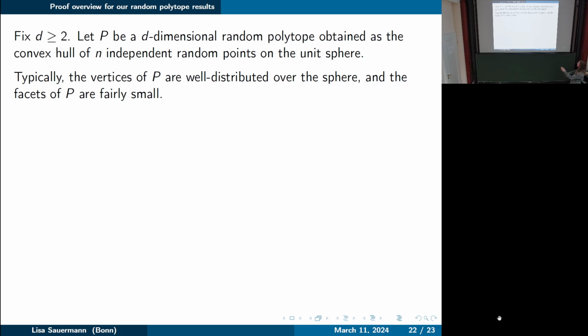So d is fixed, n is very large. You take n uniformly random points on the unit sphere in R^d and take the convex hull, that's your random polytope. And now, typically the vertices of P are well distributed over the sphere, and the facets of P are fairly small. Obviously I'm being very vague about what that means.